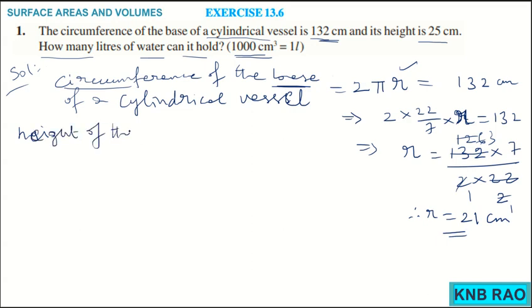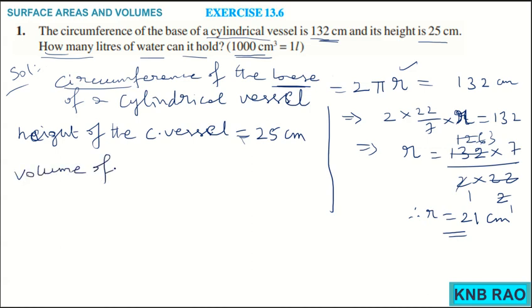of the cylindrical vessel. It is given as 25 centimeter. Now how many liters of water can it hold? That means I have to find the volume of the cylindrical vessel, that is with the formula pi r square h we will find out.